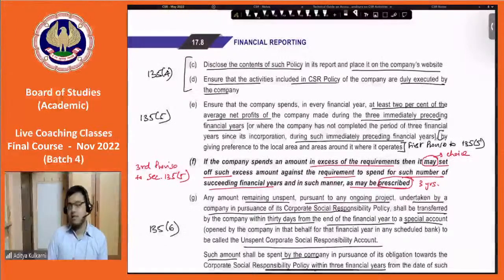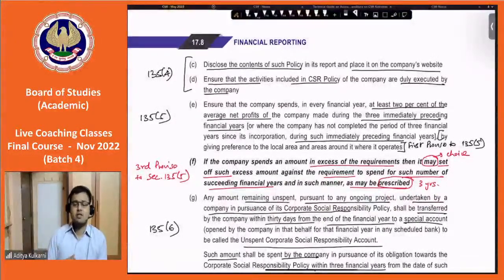Second proviso to 135.5 tells us that if you have been indecisive about where to spend, and as a result you have not spent anything, then within 6 months from end of the financial year, transfer the amount to one of the funds specified in Schedule 7, and it will be deemed that you have fulfilled your CSR obligations. So this is 135.6 and 135.5.